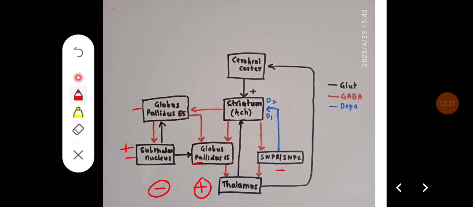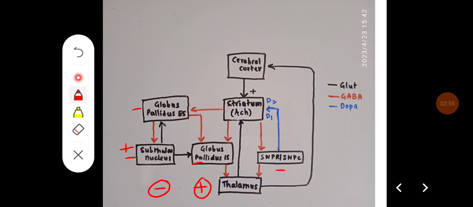And there are two parts of corpus striatum, that is, caudate and putamen. Some of these direct and indirect pathways travel through either caudate or putamen. They are respectively called caudate loop and putamen loop. The caudate loops are very important for cognition, whereas the putamen fibers are responsible for the maintenance of muscle tone.